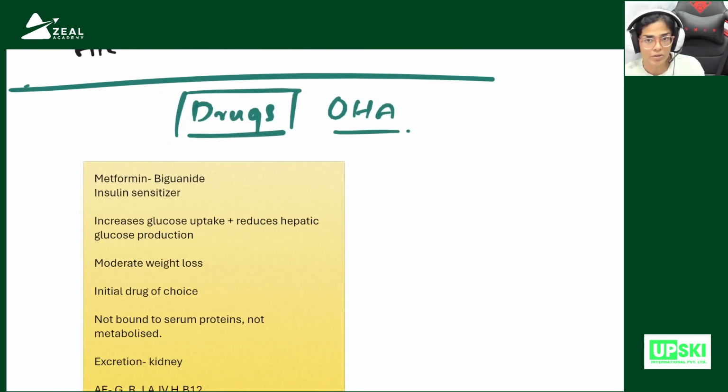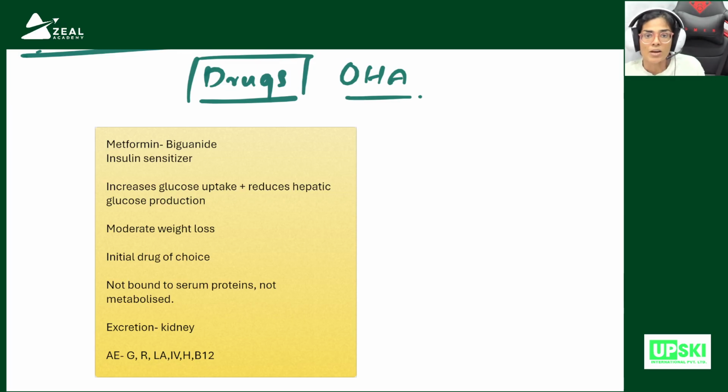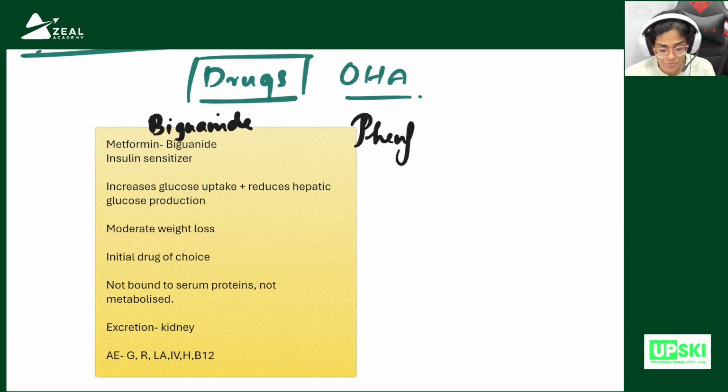First one, or the initial therapy for diabetes, is metformin. Metformin is a biguanide. This is the class biguanide. And there is another biguanide, which was banned due to certain reasons, especially lactic acidosis. That one's name is phenformin, but we don't use phenformin anymore because of lactic acidosis.